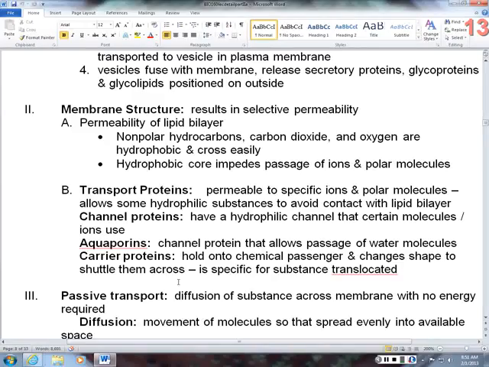The hydrophobic core impedes the passage of ions and polar molecules. Most of your big polar things, like water, aren't going to go through here. Ions don't want to go through here, where they have a charge on them. To go into this area where there are non-charged things, they're not going to go into that neighborhood.